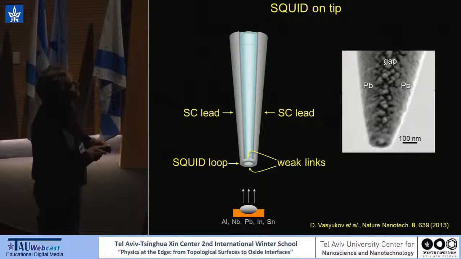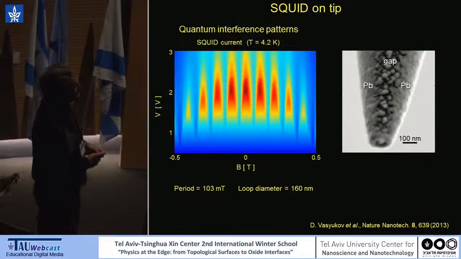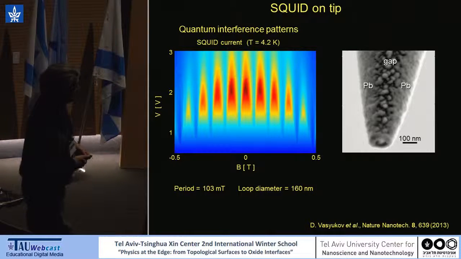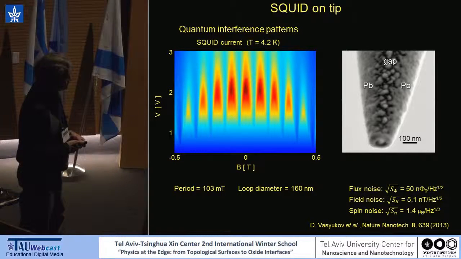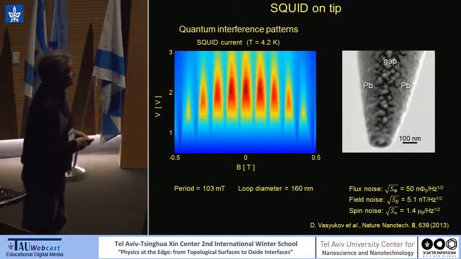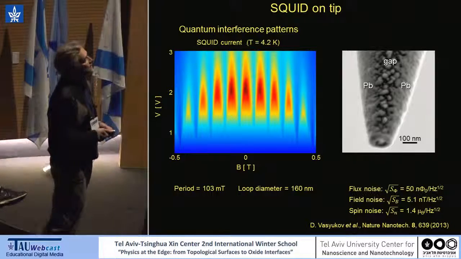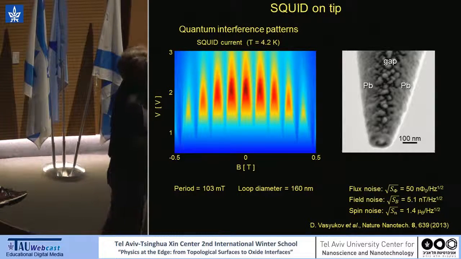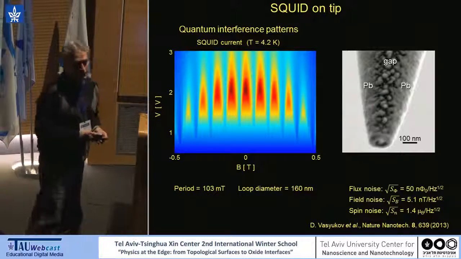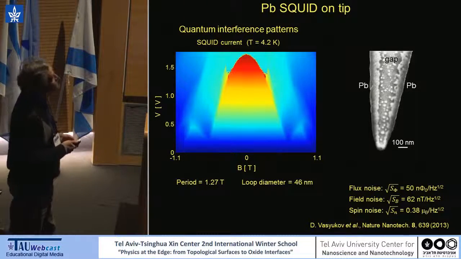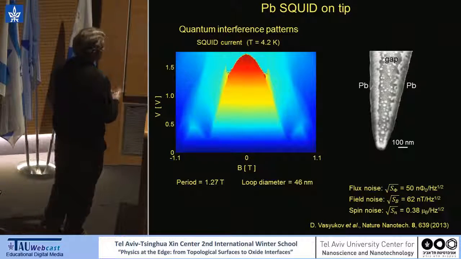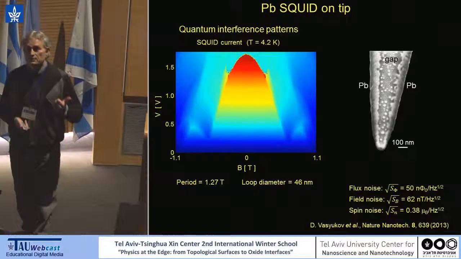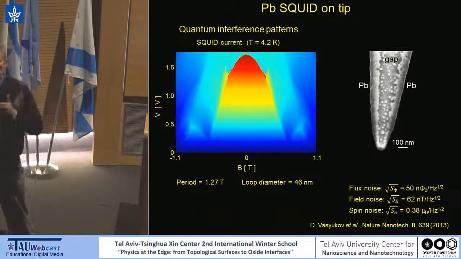So these are the two superconducting leads. This is the ring. And these are the quantum interference patterns in these devices. This particular device has a diameter of 160 nanometers. What is particularly interesting about these devices is that they're extremely sensitive to spins. This device has a spin noise of 1.4 Bohr magneton per square root hertz. We can go to smaller devices. This is 46 nanometers, and it has a spin noise of about a third of a Bohr magneton per square root hertz, which means that in principle, we have enough sensitivity to measure the magnetic field arising from a single electron spin.